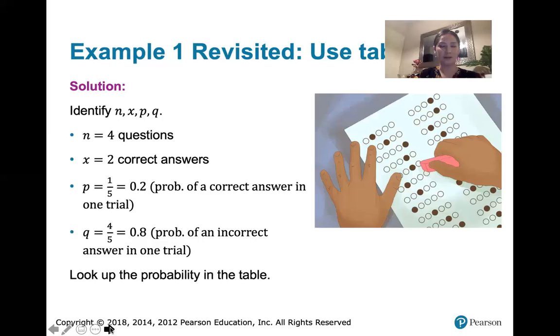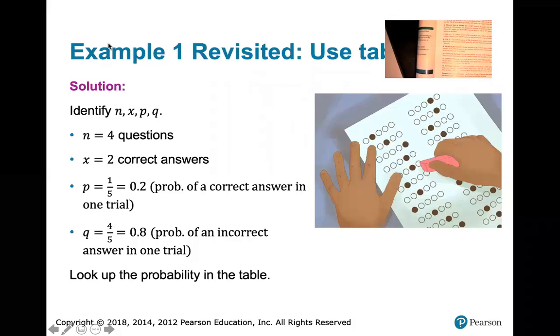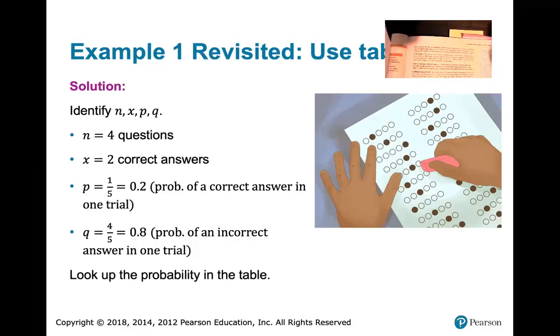Now I want to show you how to look up that probability in the table. This is what I was trying to do last time when I accidentally turned off my recording. Okay, so this is our stat textbook.